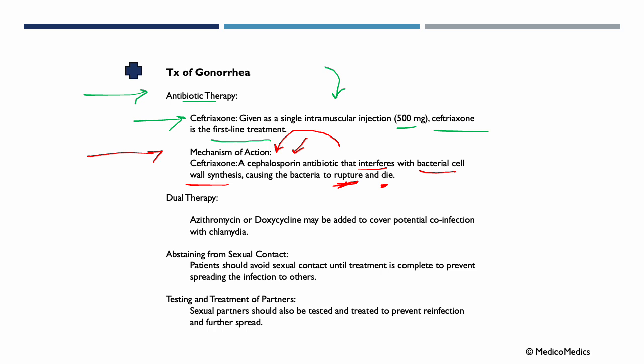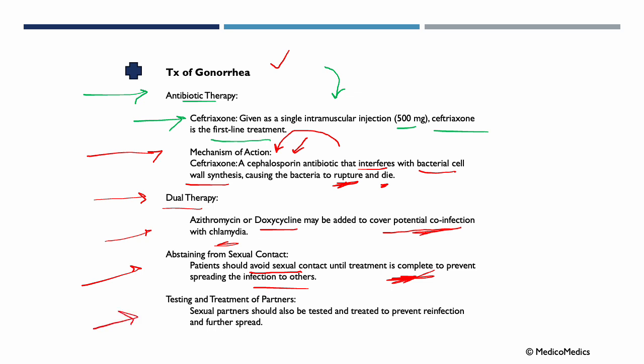But as mentioned, chlamydia often co-occurs with gonorrhea, right? So if you face one, assume the other. So we can do dual therapy. Azithromycin or doxycycline may be added to cover potential co-infection with chlamydia. Another thing is to abstain from sexual contact, so patients should avoid sexual contact until treatment is complete to prevent spreading the infection to others.